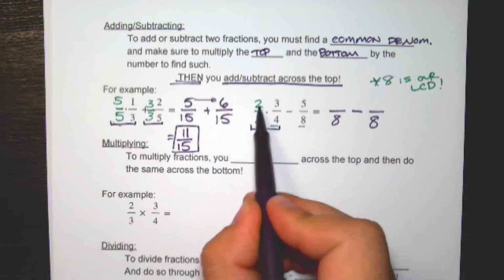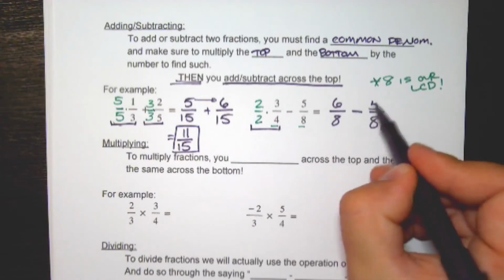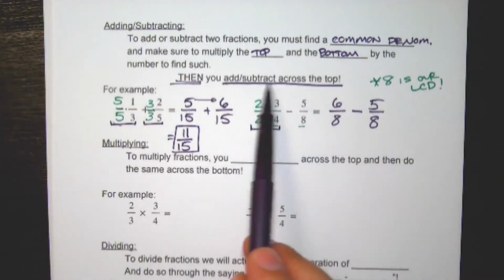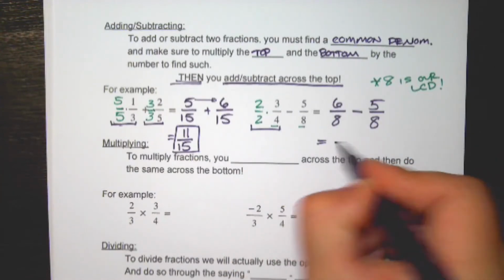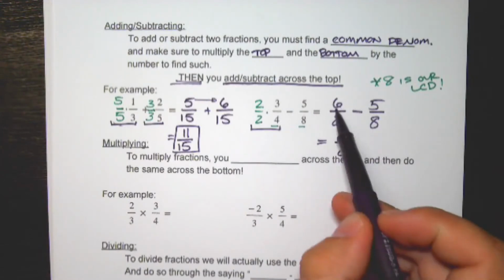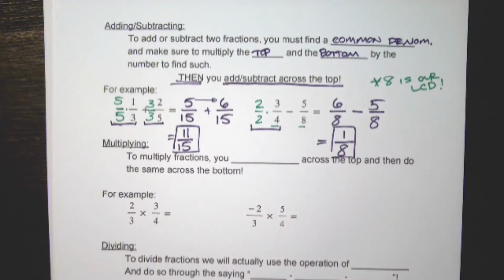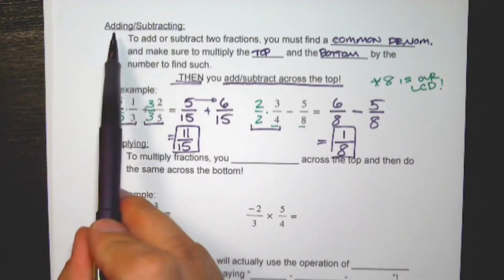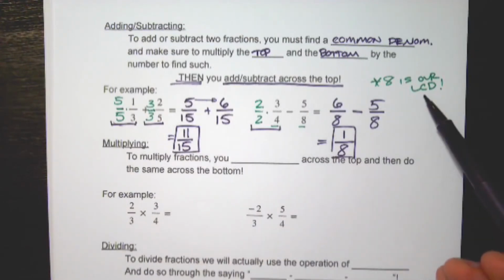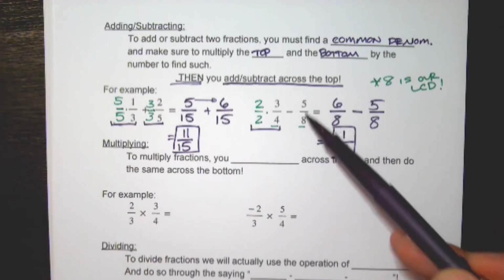Now in the first one, 2 times 3 gives me 6. And the other one, we didn't have to touch at all. It stayed just a 5. And now we're adding or subtracting across the top only. So I already know my final answer has to be over 8. We've got to keep the same new denominator. And then 6 minus 5 is 1. So big thing to remember when we add or subtract is we have to be finding that common denominator. Now, it doesn't have to be the least common denominator, but if we do, we save ourselves a ton of trouble from not having to change one of our fractions.